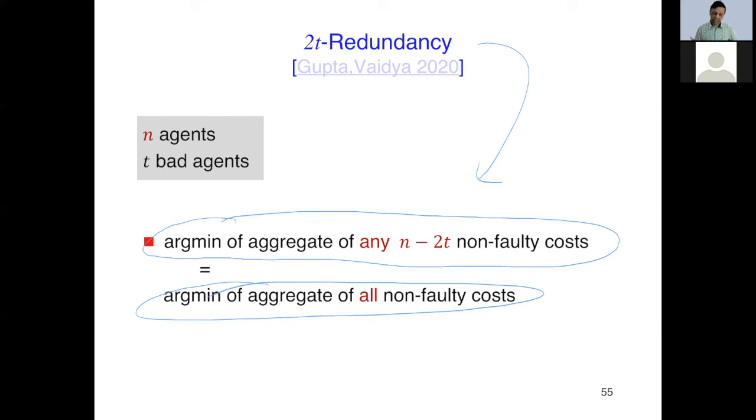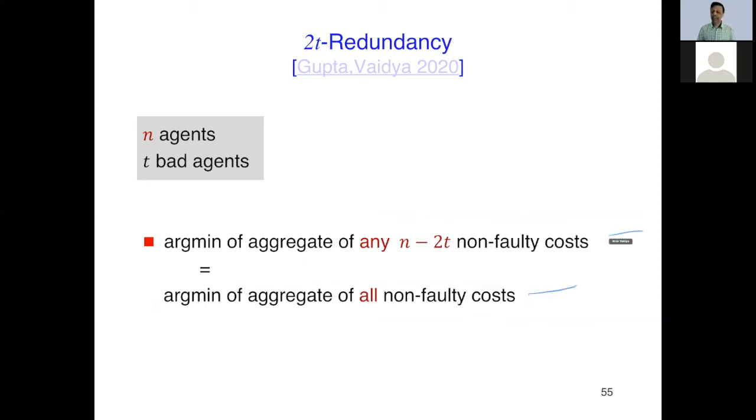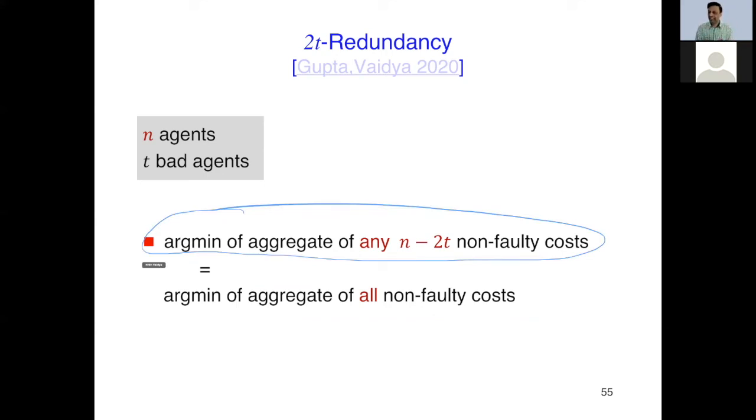Right? So it's a very strong requirement. It says that what I really want is an output x hat that's in this set, the argument that minimizes the aggregate of the cost functions of all the good agents. That's what I want to compute. But for me to be able to compute that, this set and this set have to be equal. So in other words, it suffices to compute the argmin of any n minus 2t non-faulty agents to output x hat correctly. Of course, the trick is that we don't know which agents are faulty or which agents are good. So you want to compute that x hat correctly without being able to identify, or without explicitly identifying, the faulty agents.